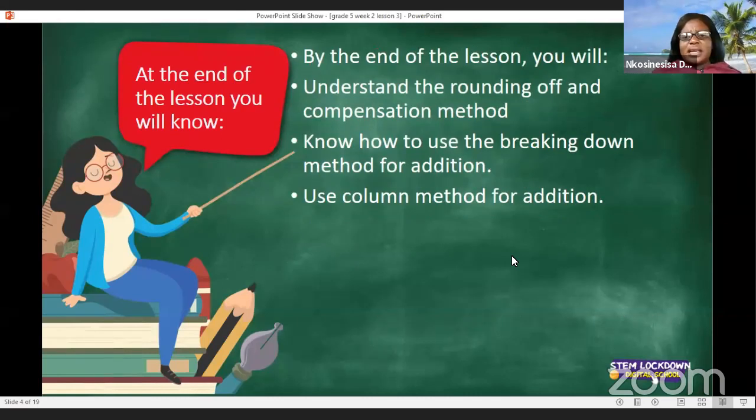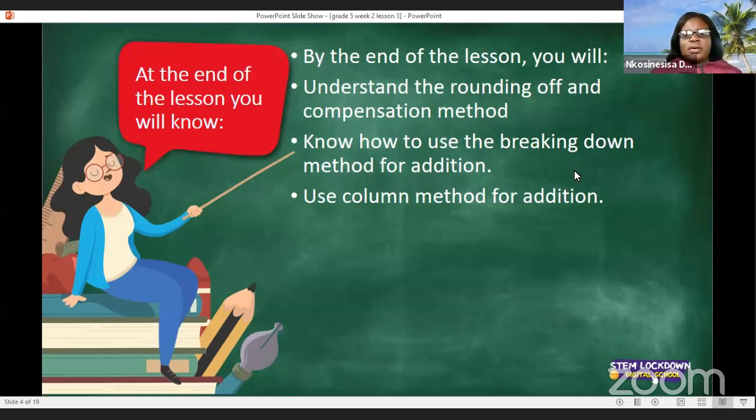Let's look at the success criteria. By the end of the lesson, you'll be able to understand the rounding off and compensation method. So this method, we don't only use it in addition, but we also use it in subtraction. We also use it in multiplication. So if you understand how the method works, it's going to be easier for you.